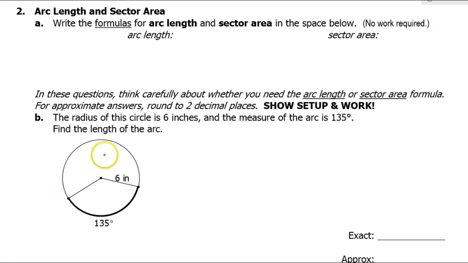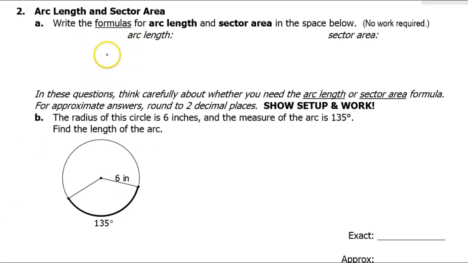In this video, I will show you how to find the arc length and the sector area of a portion of a circle like this one. So first, let's start with the formulas. The formula for arc length. So arc length is like this part that's marked in bold right here. It is a portion of the circumference.